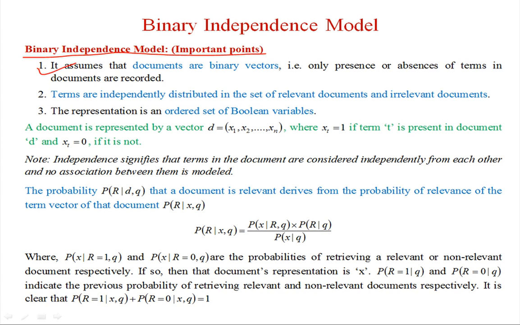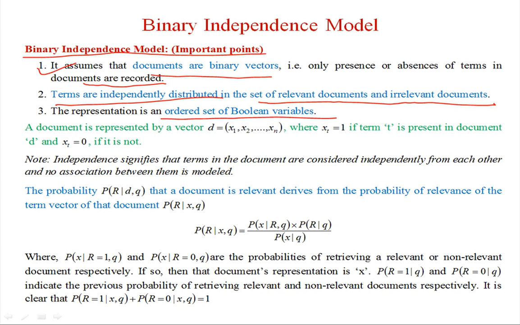The binary independence model assumes that documents are binary vectors. That is, only the presence or absence of terms in documents is recorded. Terms are independently distributed in the set of relevant documents and irrelevant documents. The representation is an ordered set of Boolean variables. A document is represented by a vector D = (x1, ..., xn), where xt = 1 if term t is present in document D and xt = 0 if it is not present.